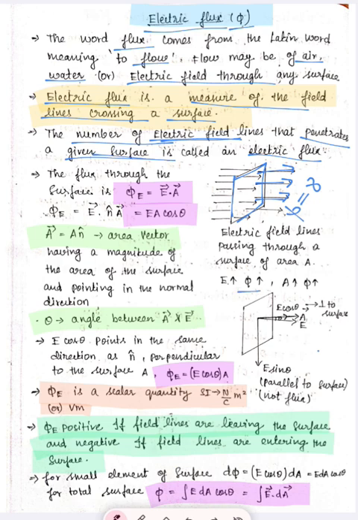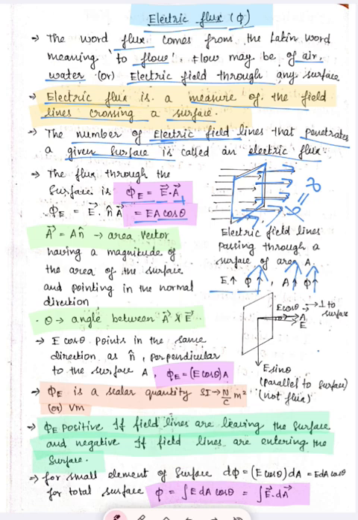And flux is proportional to the electric field intensity, that is the number of field lines. If more field lines are passing through the surface, the flux increases, and it is also proportional to the area of the surface, because when the area of the surface increases, more field lines are passing through the surface and flux increases. So we write electric flux as E dot A, that is E vector dot A vector, the dot product of electric field and the area vector. We know dot product involves cos theta, so we write electric flux as EA cos theta.